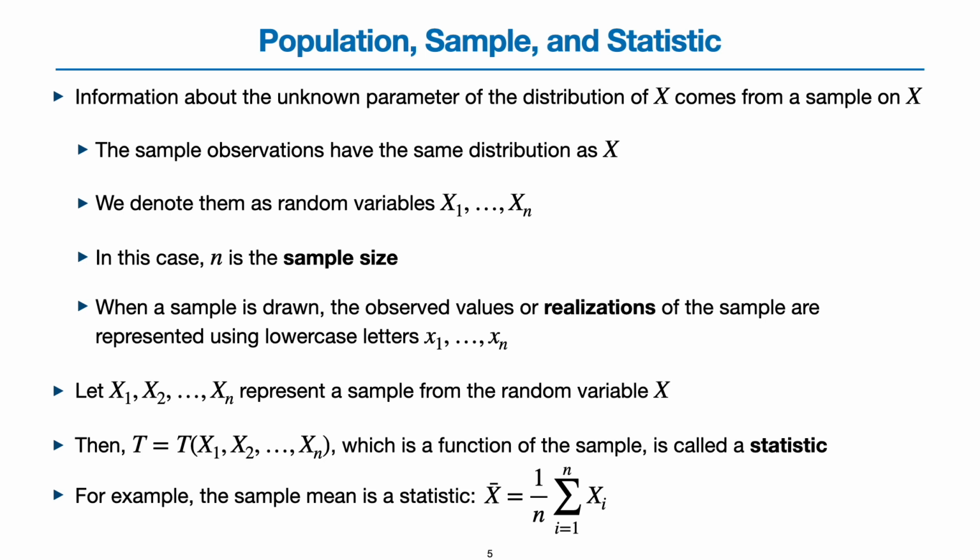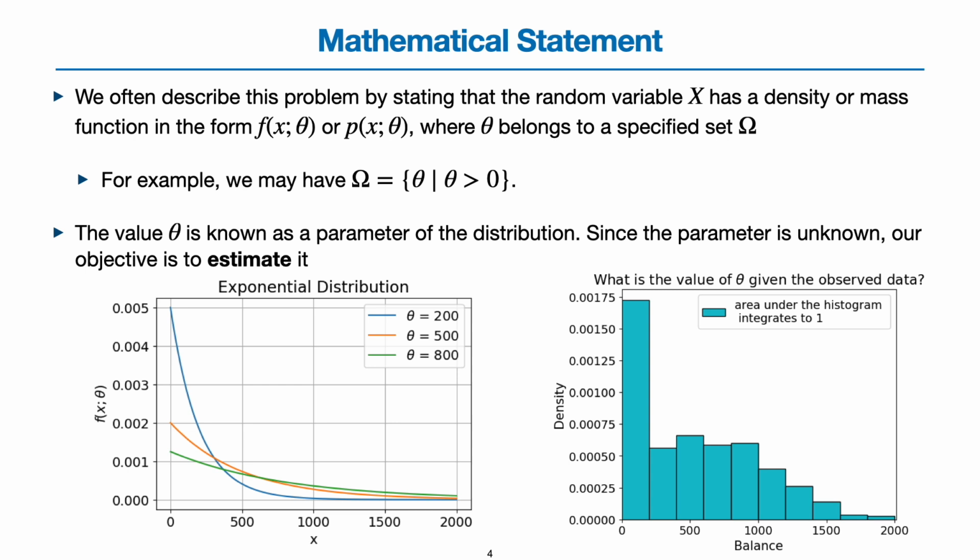And when a sample is drawn, the observed values or realizations of these samples are represented using lowercase letters, right? So this means that when I first use uppercase x1 to xn, I want to select, let's say n equals 10 observations from this exponential distribution. And obviously, because of this peak that we have around 0, most of them are going to be close to there, but we don't know exactly where they are.